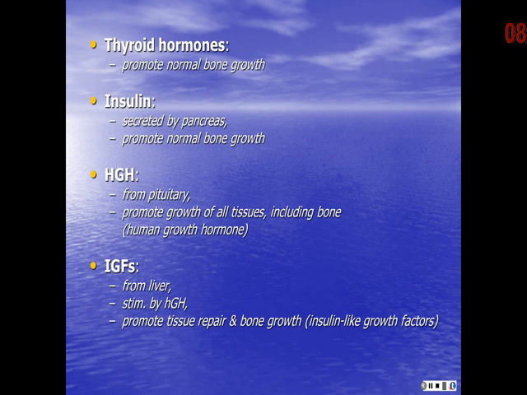Thyroid hormone promotes normal bone growth as well as insulin from the pancreas. HGH, or human growth hormone from the pituitary, promotes growth of tissues including bone and stimulates the liver to produce the IGFs, or insulin-like growth factors. The IGFs also promote normal tissue growth and repair, which includes bone.